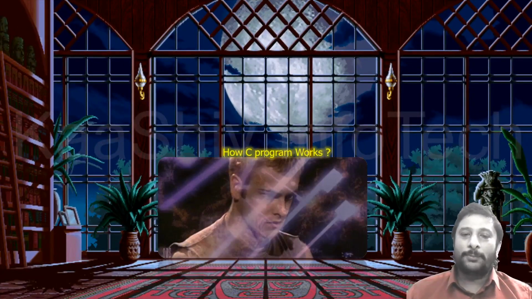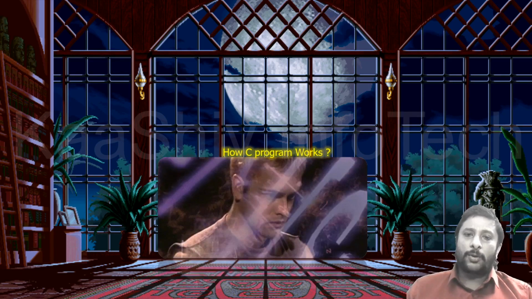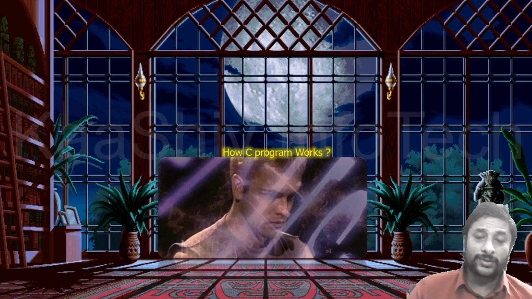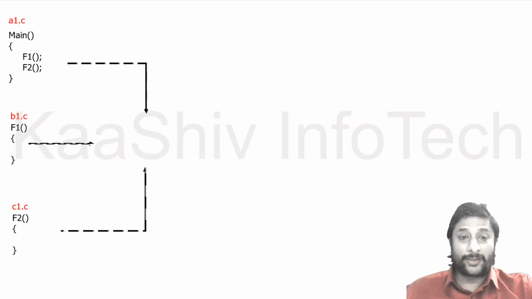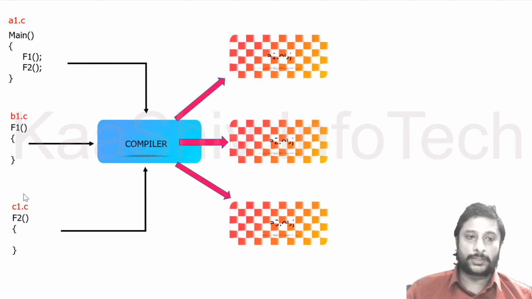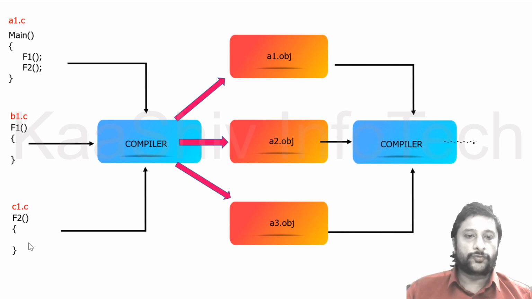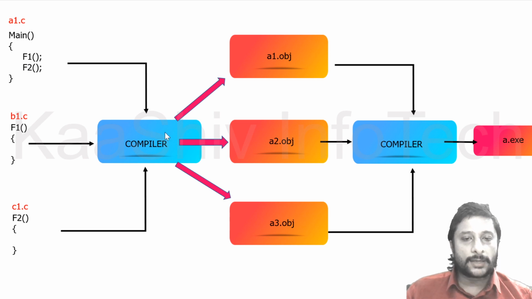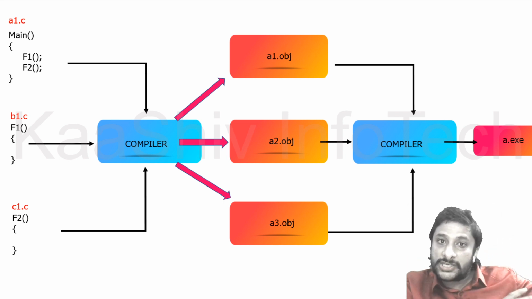Now let's see how these programs work. Before thinking about how Java works, let's see how a C program or any other program works. I have a C program with 3 files: a1.c, b1.c, c1.c. You have your main function, f1 function, f2 function. I have the compiler. The compiler compiles them and converts your human understandable language into machine code.